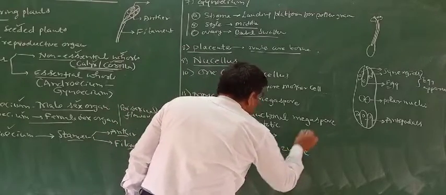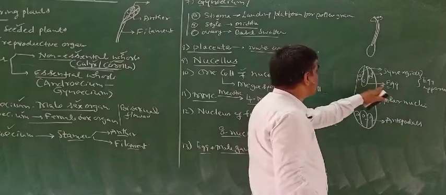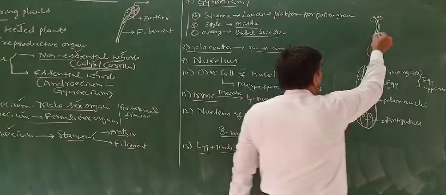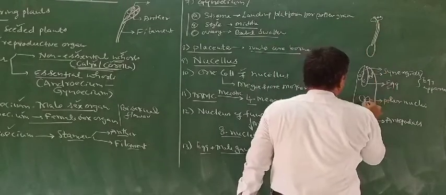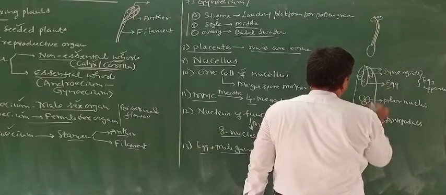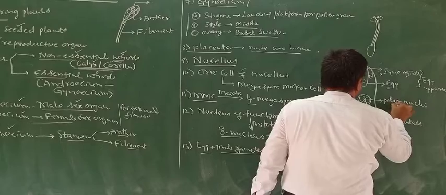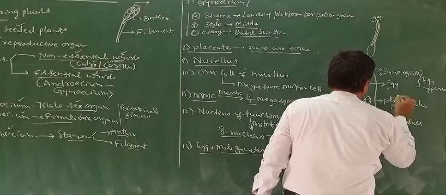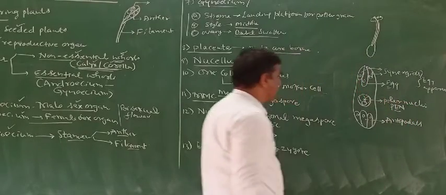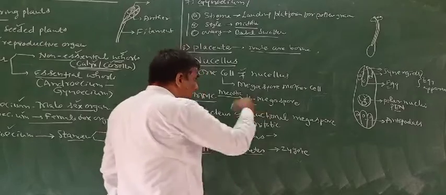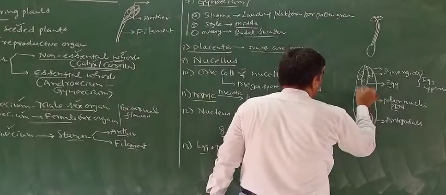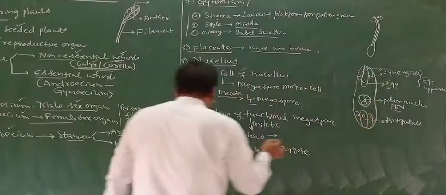One of the male gametes fuses with the egg to form a zygote, and one more male gamete present in this pollen grain fuses with the polar nuclei and it becomes the primary endosperm nucleus. The primary endosperm nucleus is formed only after the process of fertilization. This whole process is called triple fusion.